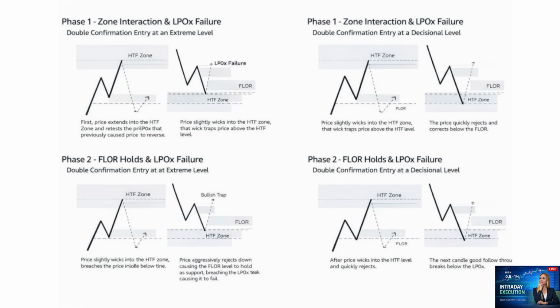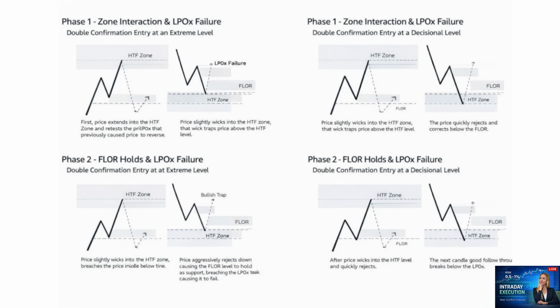So now that we've described the two types of entry, the confirmation and the double confirmation entry, you might be wondering, where do I look to trade from, the extreme or decisional? We discussed the situation for both the double confirmation and confirmation entry, but I'm a little confused.